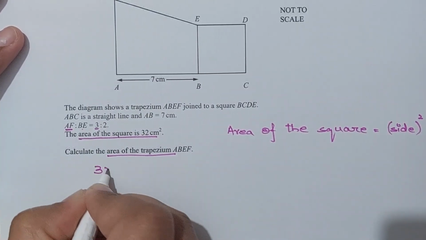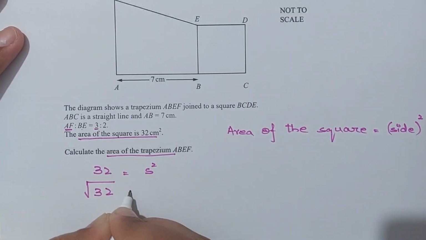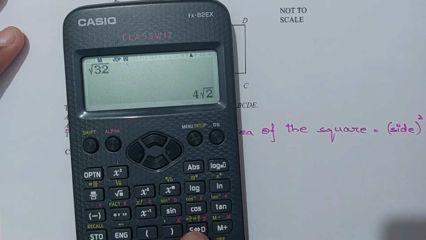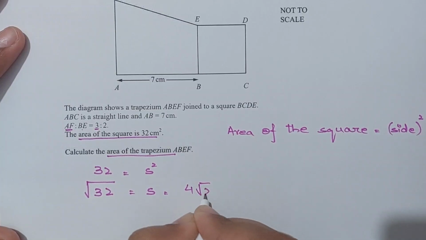Since the area is 32 and this is a square, to get the s value we can do the square root of 32, this is my s. So simplify, the square root of 32 is 4 root 2. So s would be 4 root 2 centimeters.